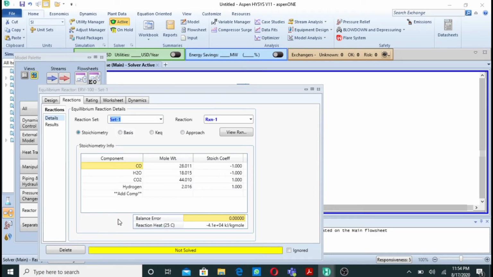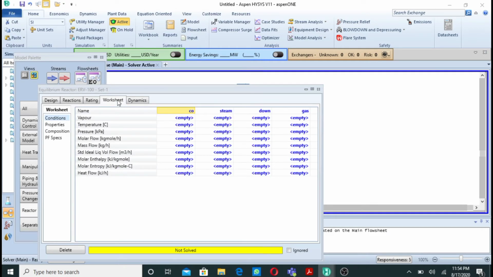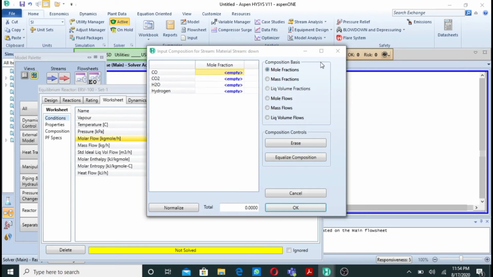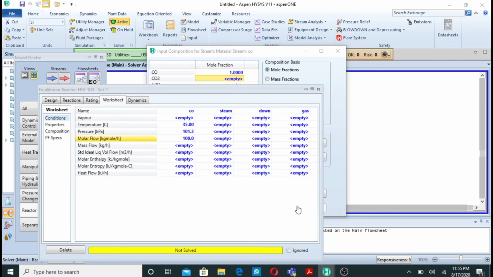It is saying not solved because I have not defined the variables, that is temperature, pressure and molar flow rate. So for carbon monoxide you can write the temperature as 35, for pressure you can write 101.325. If you are given some other pressure you can write that as well. For molar flow rate I will take 100. For composition, I know that I have 100% carbon monoxide, so I will write 1 for carbon monoxide.